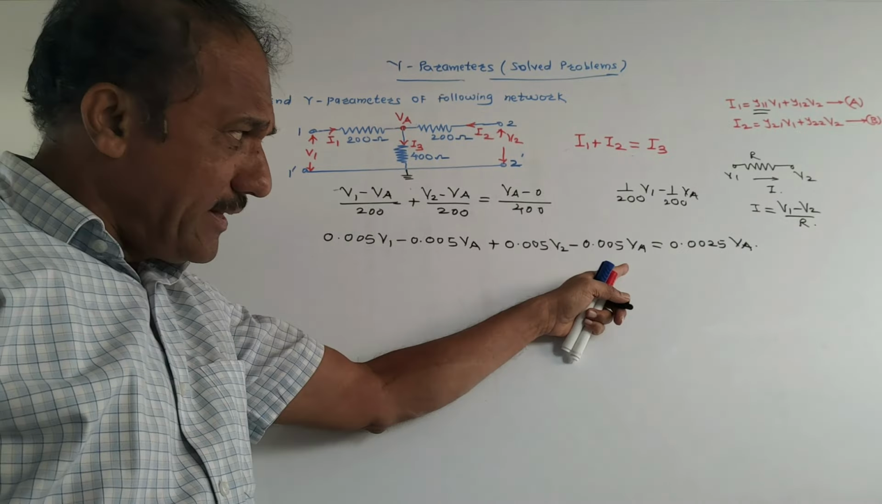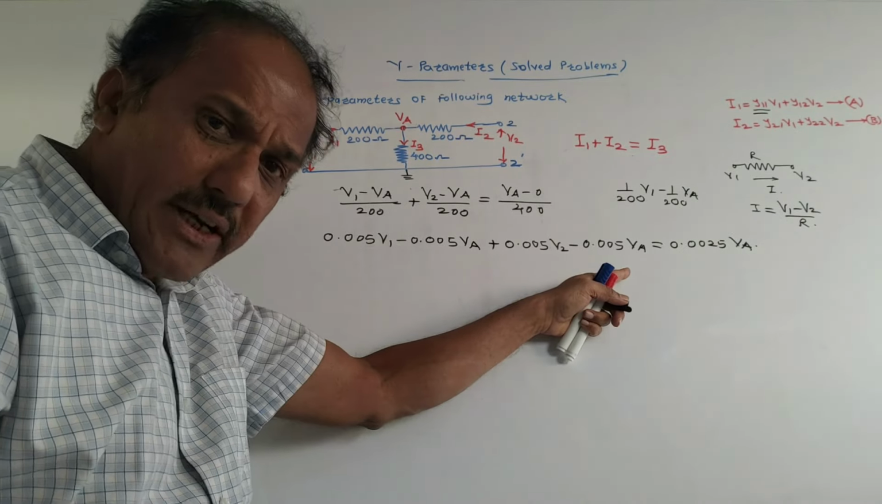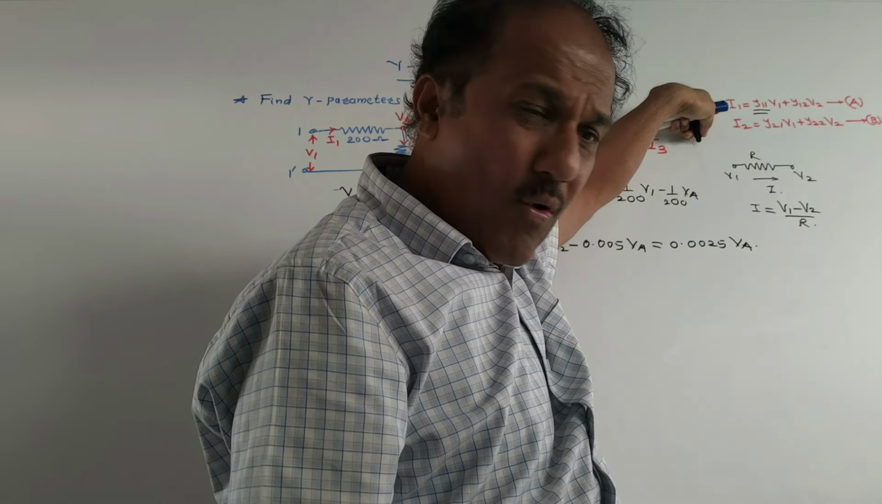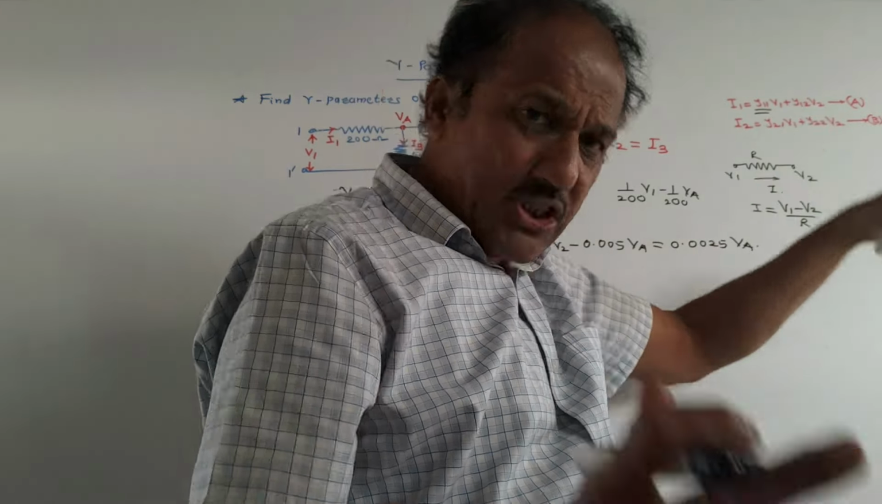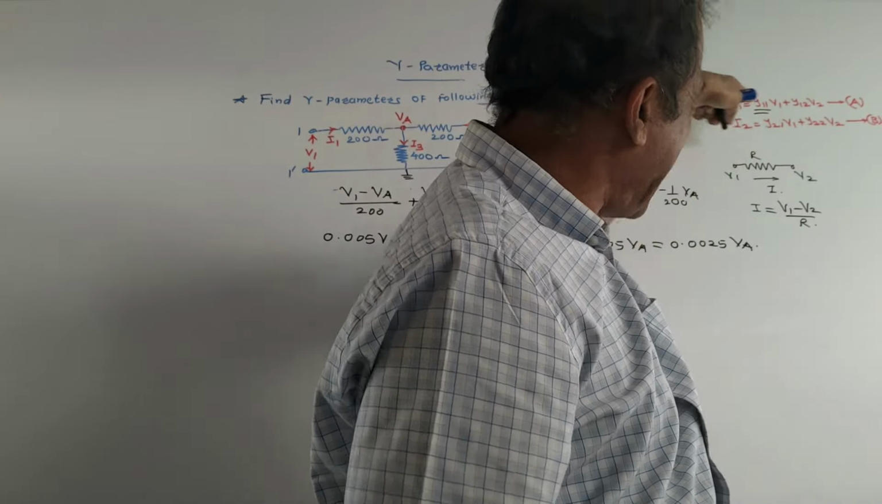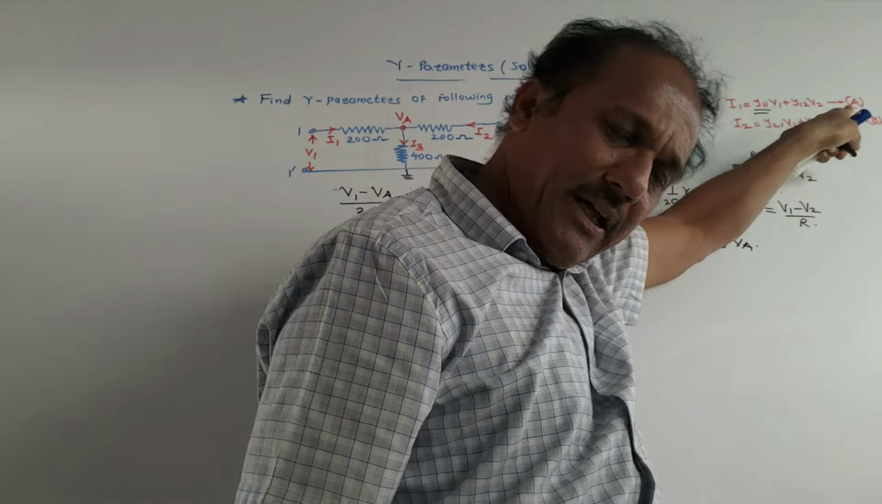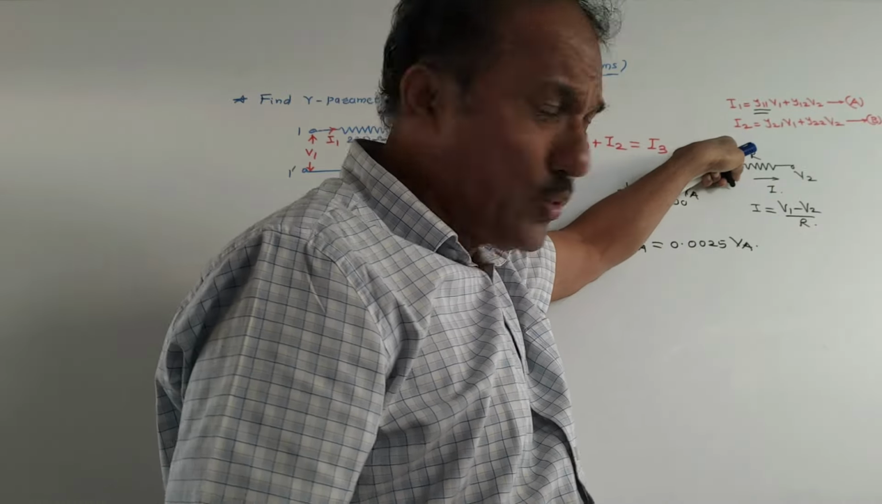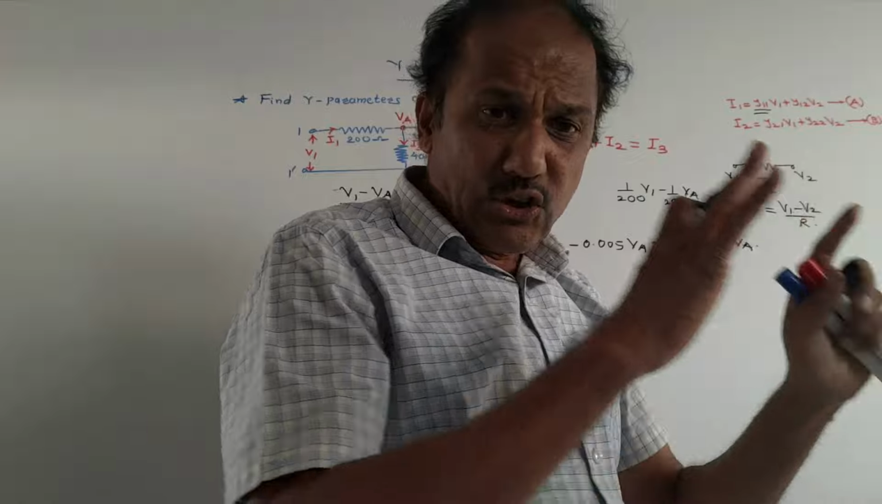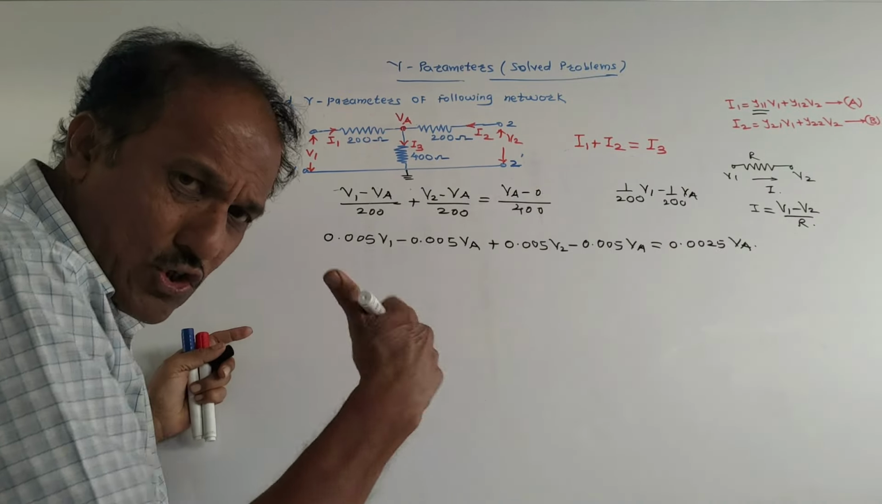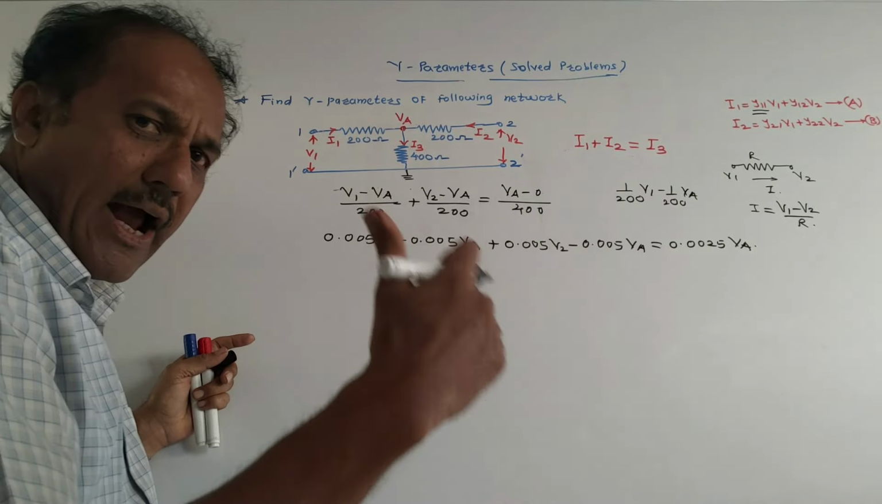Now how to think? We have to obtain the equation of VA. Why do we need the equation of VA? Look at the reference equations. These are the reference equations of Y parameters. The equations must contain currents and voltages. Look at the equation of I1. It has I1, V1 and V2. Similarly, the second equation has I2, V1 and V2. There is no term related to VA. So I need to obtain the equation of VA in terms of V1 and V2.